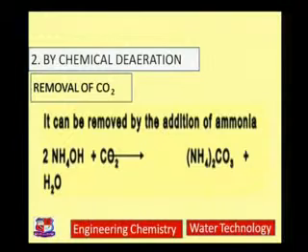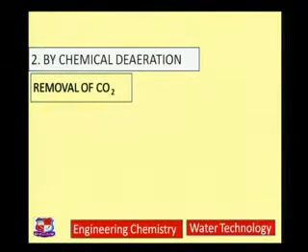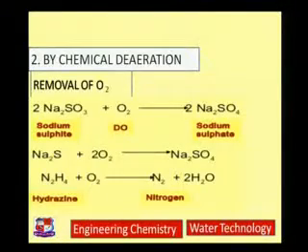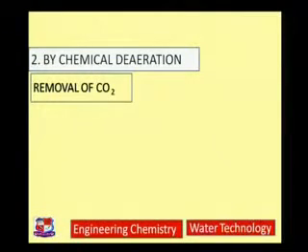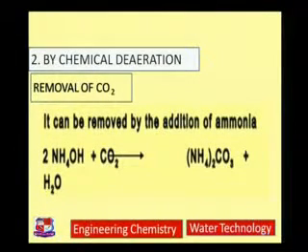These are the chemical deaeration methods that we have already talked about. You can see oxygen can be removed by adding sodium sulfite, by adding hydrazine etc. Carbon dioxide can be removed by the addition of ammonia. Carbon dioxide may react with ammonia and form ammonium carbonate.